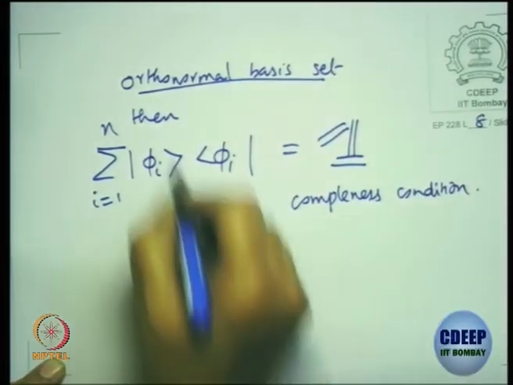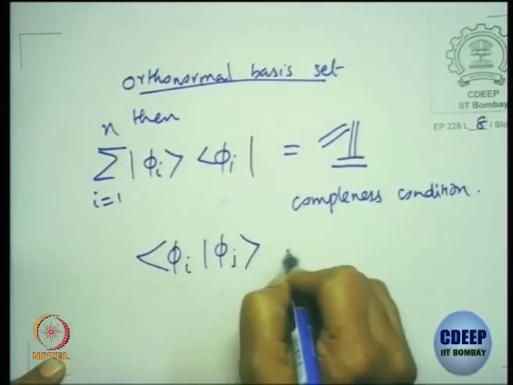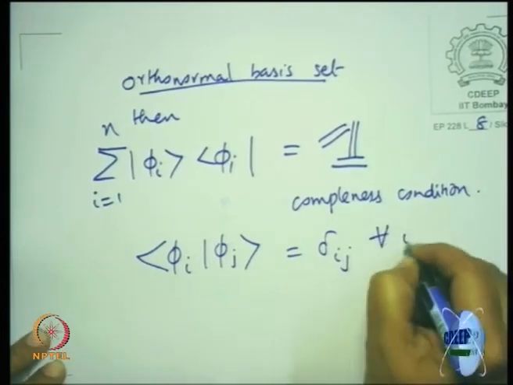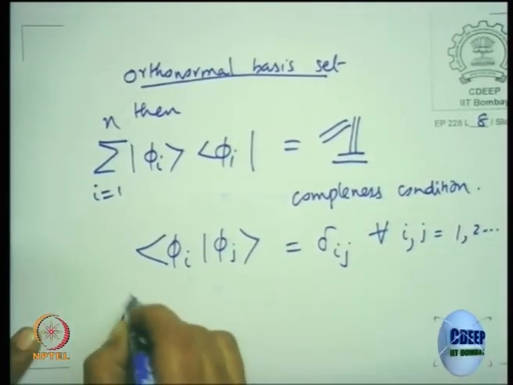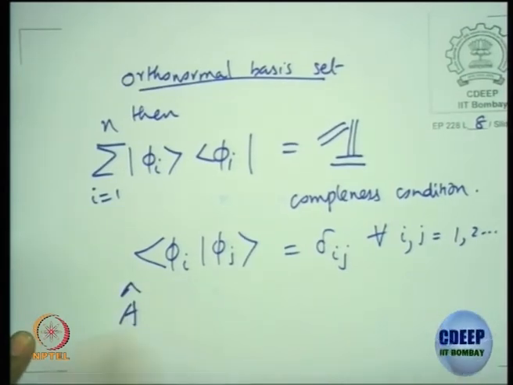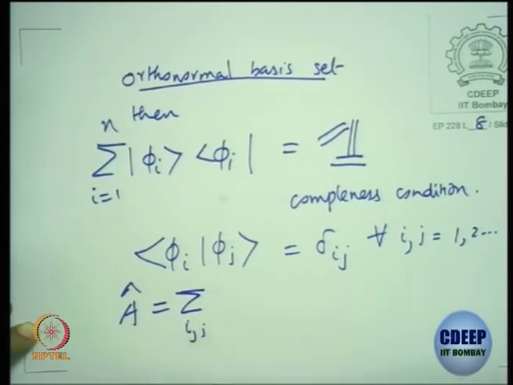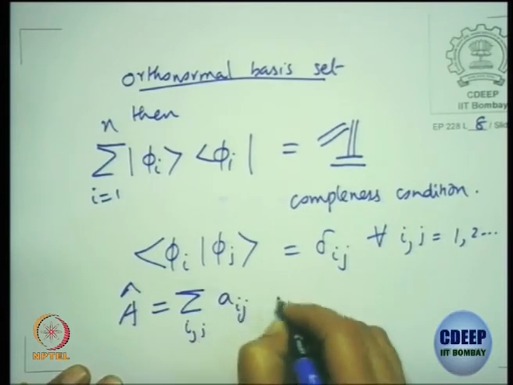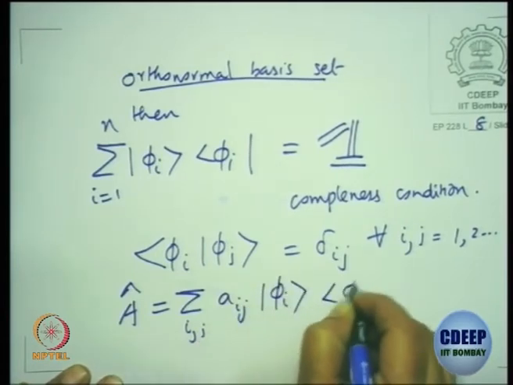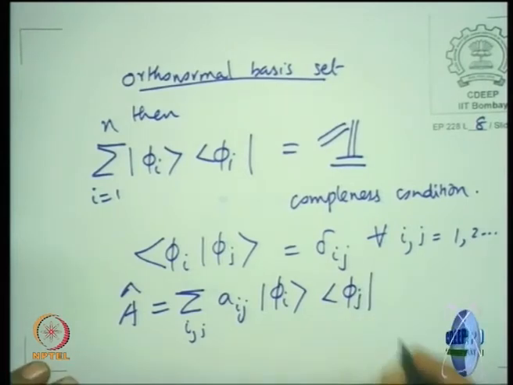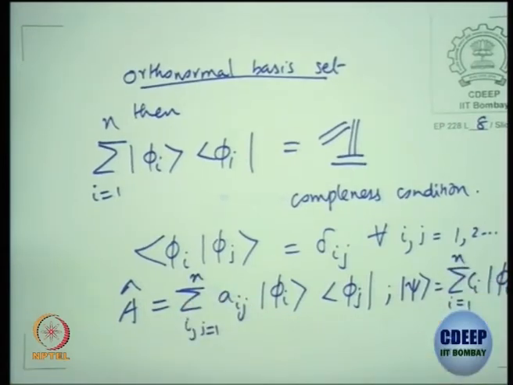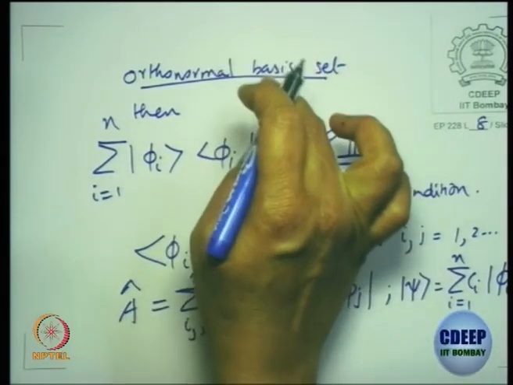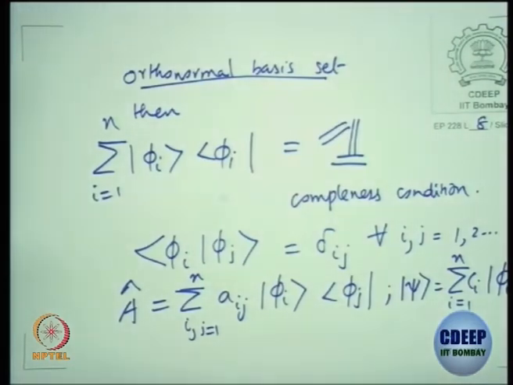And once you say it's an orthonormal basis, it's understood that <phi i|phi j> is delta ij for all i, j from 1 to n. What else? Any arbitrary operator will be rewritable as the sum over i, j of a_ij coefficients times |phi i><phi j|, and any arbitrary state psi can be written as an expansion in the basis. This takes care of it. A basis set includes a span, the completeness condition, and this criterion.